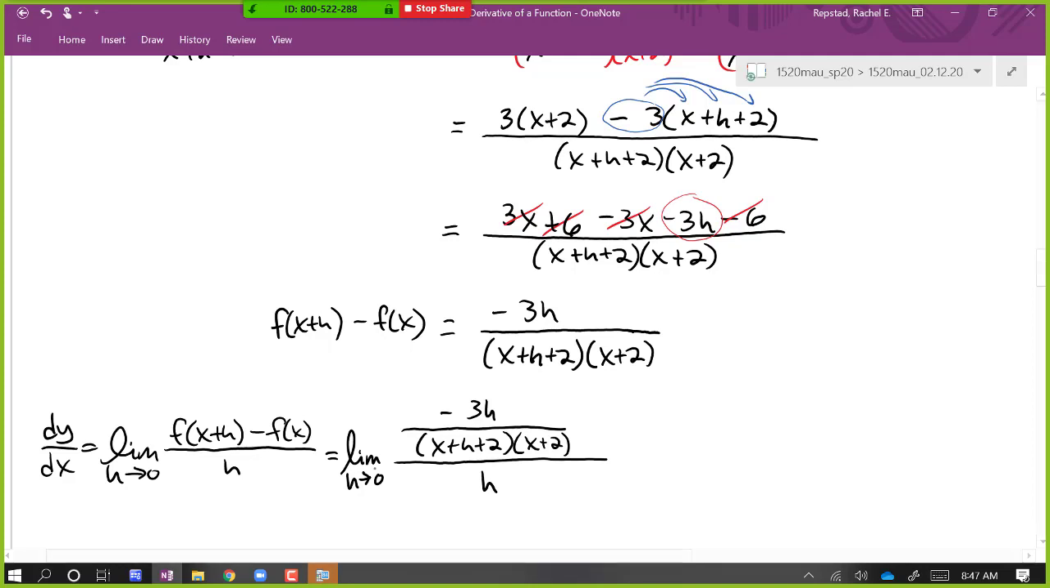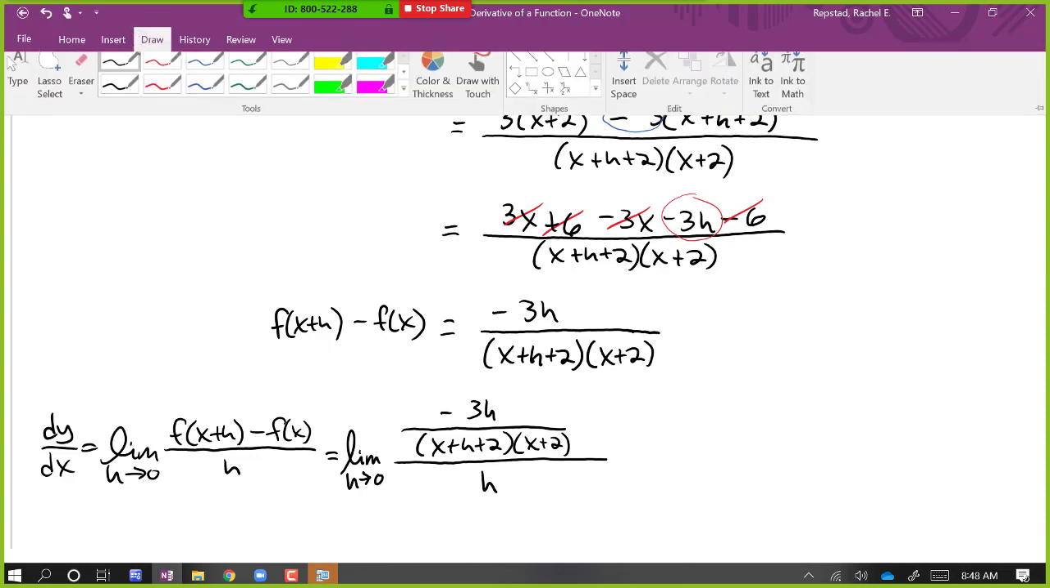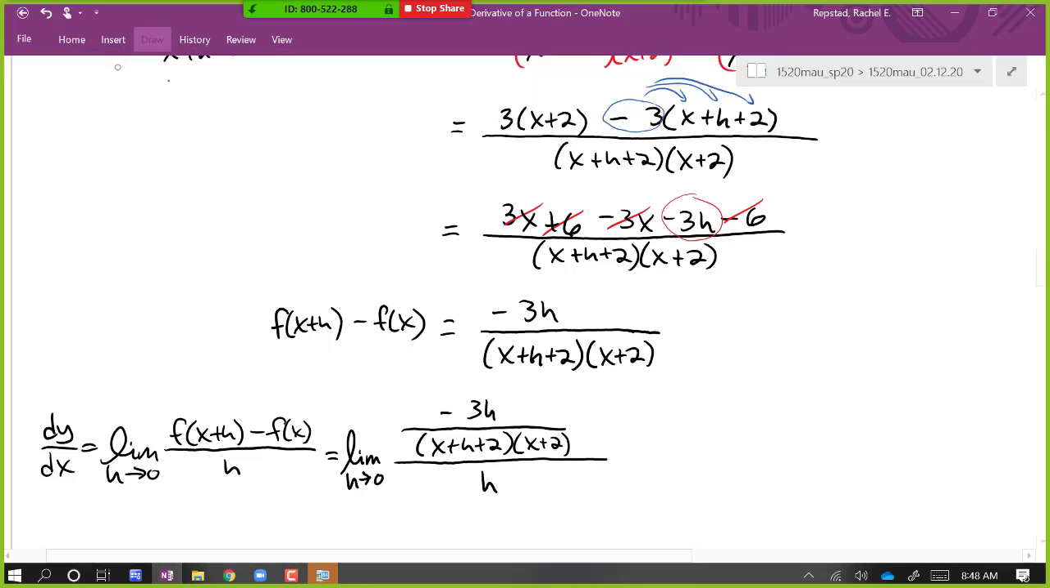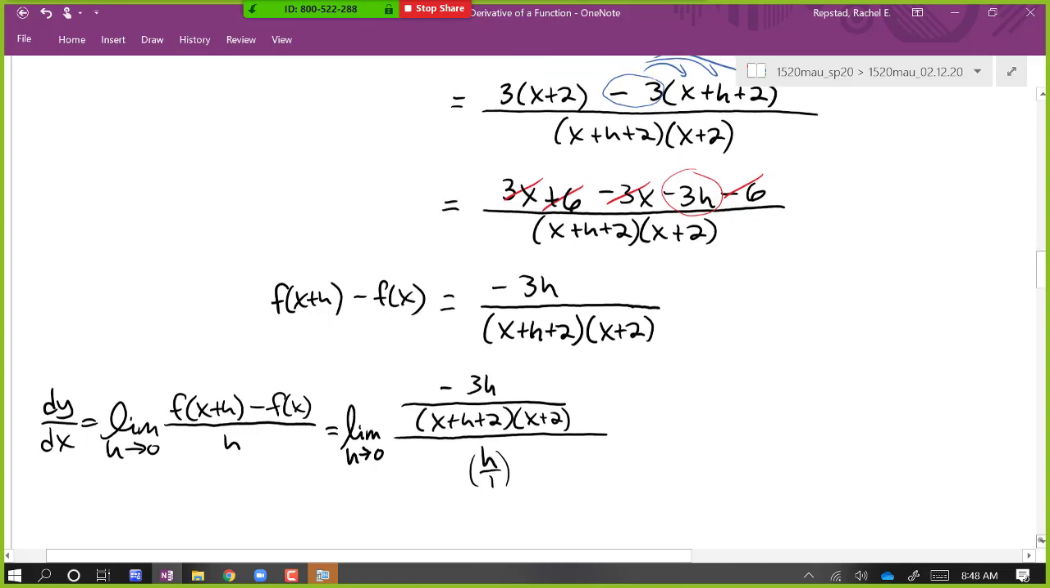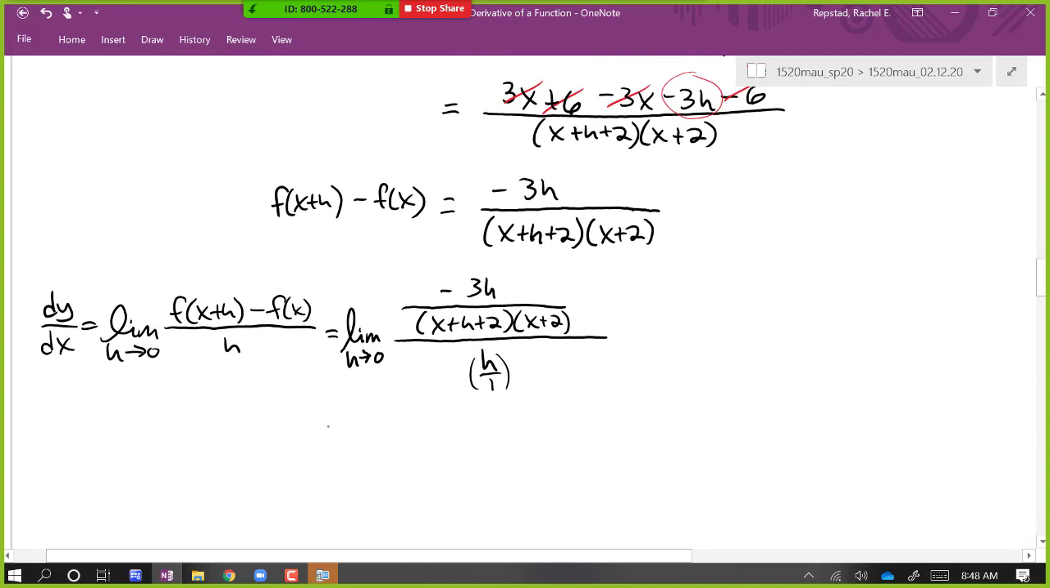We have fractions within fractions, and so if I'm taking a fraction and dividing it by something, whether it's written as a fraction or not, I could think of this h as h over 1, I guess, if I want to. Dividing by h is the same as multiplying by 1 over h, so I'm going to rewrite this limit using that fact.